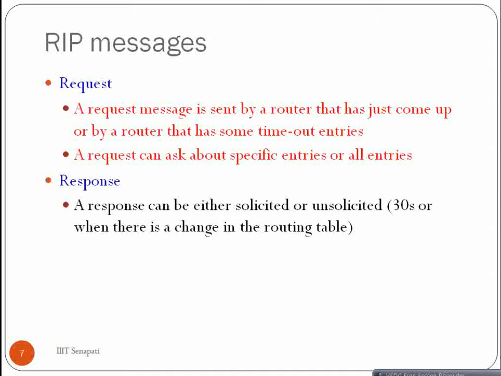Solicited is a response where only one answer is given. The network address was given, and accordingly we tell them the particular distance of this particular network. Unsolicited is when it is sent periodically, say every 30 seconds, or whenever the routing table changes. Then this information is sent, and it is called an unsolicited response.